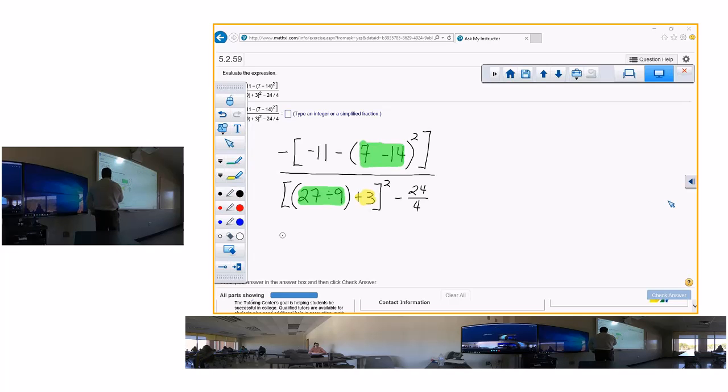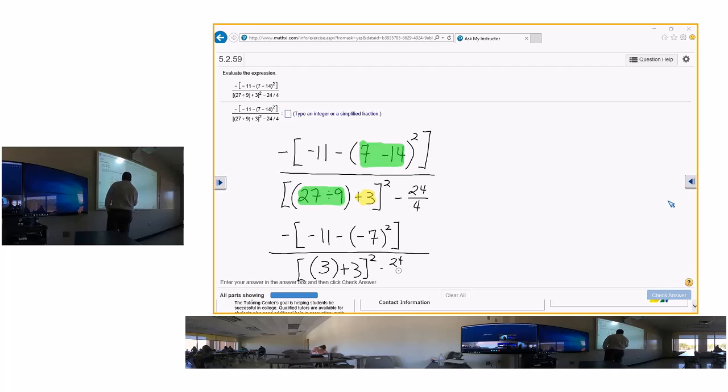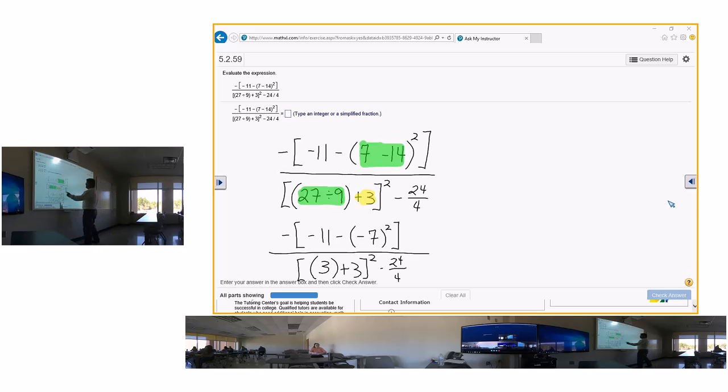So, negative, parentheses, negative 11 minus, parentheses, 7 minus 14 is negative 7, squared, brackets, over, 27 divided by 9 is 3, brackets, parentheses, 3, plus 3, close bracket, squared, minus 24 fourths. 24 fourths is bothering me. Okay? Now we're going to do what I said. We're going to do the yellow. We're going to do that next. That's the only thing we're going to do.